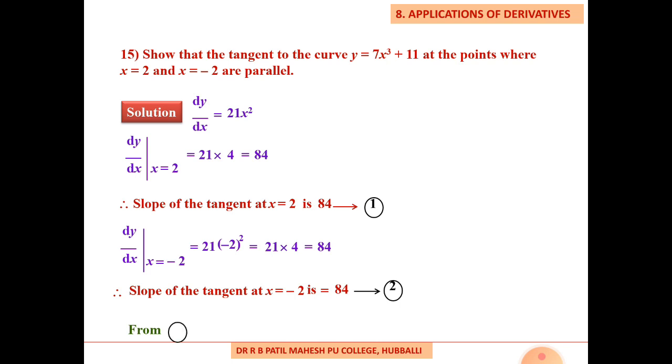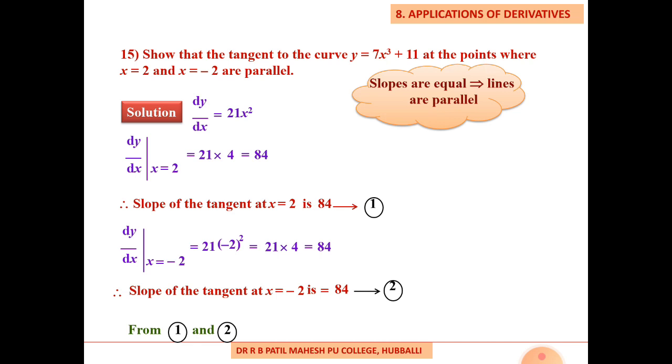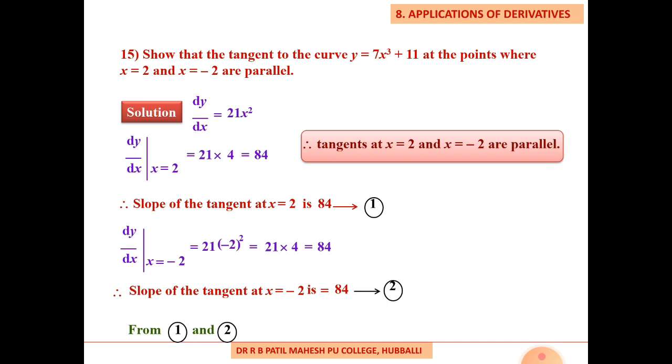So from equation number 1 and 2, slopes are equal, therefore lines are parallel. By using equation number 1 and 2, their slopes are equal means those two lines are parallel. So therefore tangent at x equal to 2 and x equal to minus 2 are parallel. So in this example, you have to prove these two tangents are parallel.